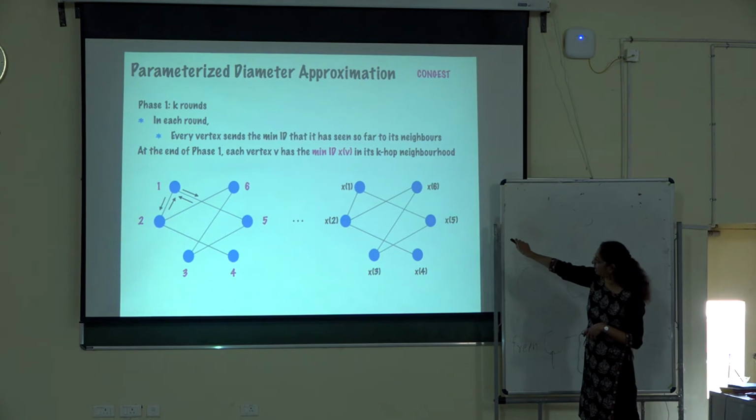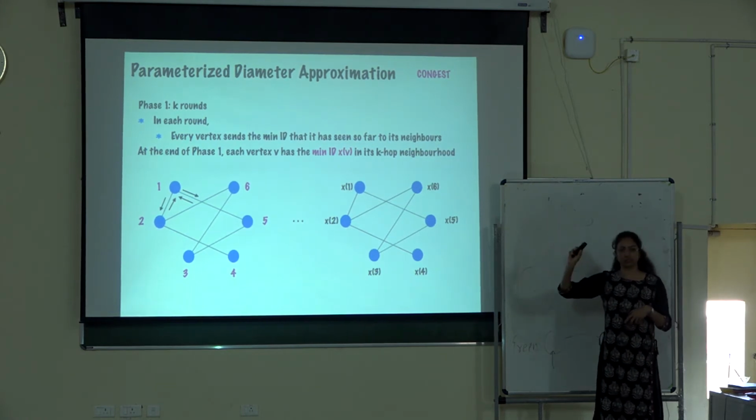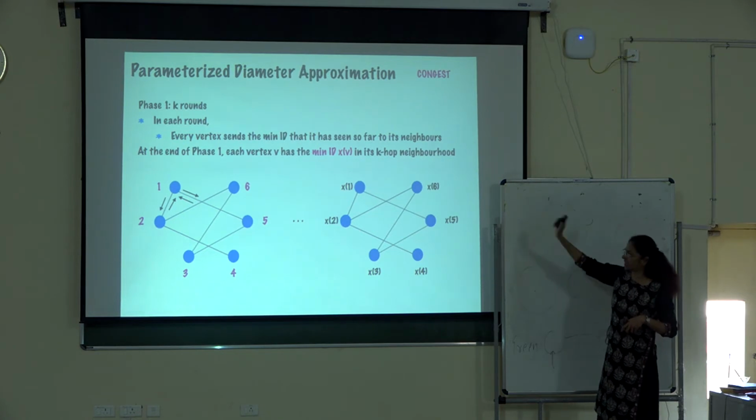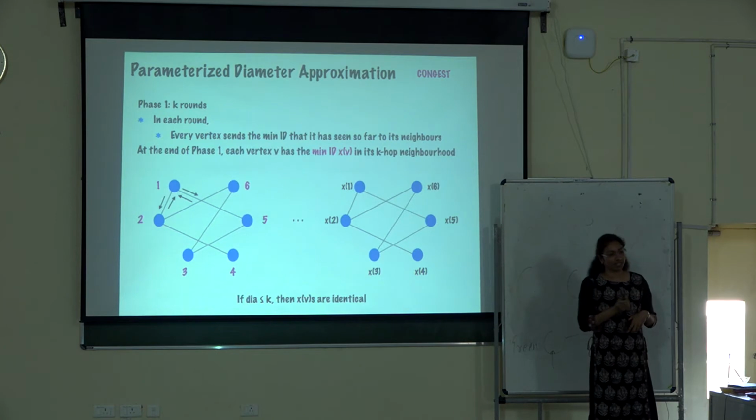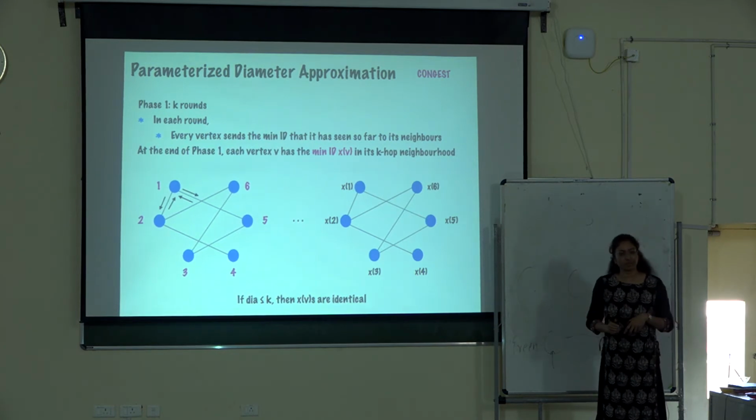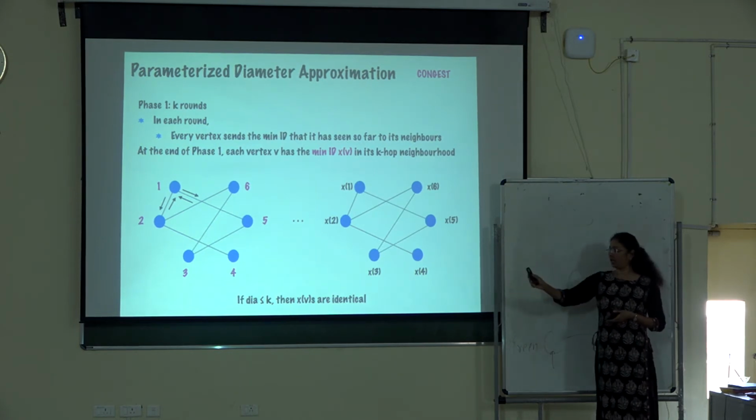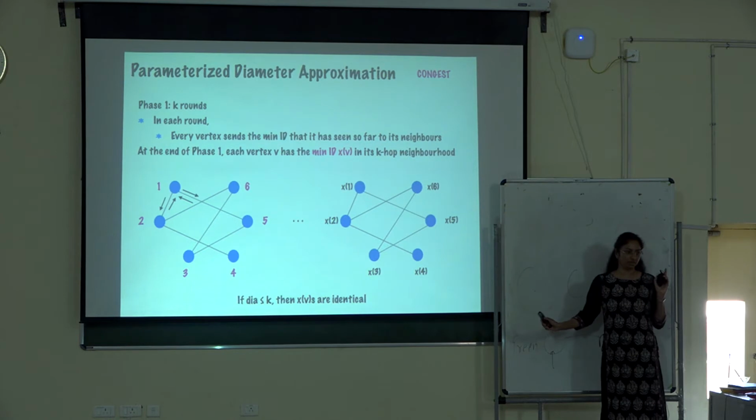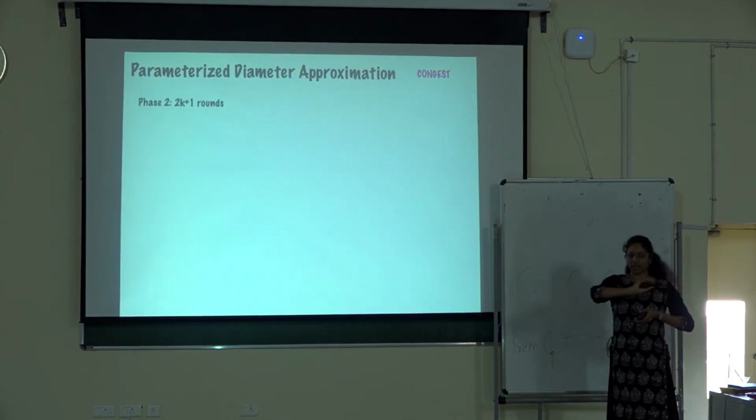At the end of k rounds, every vertex has an ID called x of v. So vertex 1 has x of 1, vertex 6 has x of 6, and so on. Now, if the diameter is at most k, all x_v's have to be the same, because that information in k rounds we would have seen. So if your diameter was at most k, then all x_v's would be identical. That's just a consideration. So the first k rounds are over.